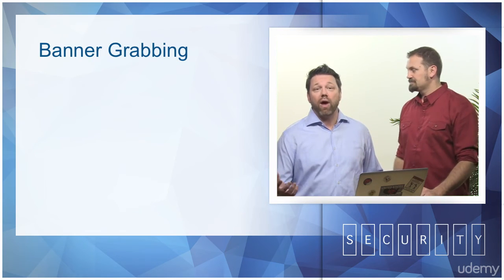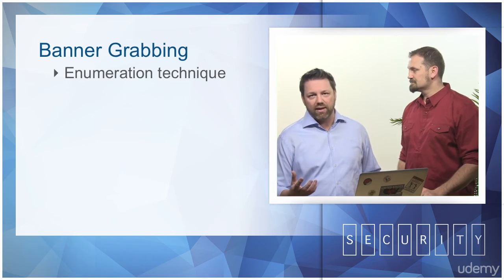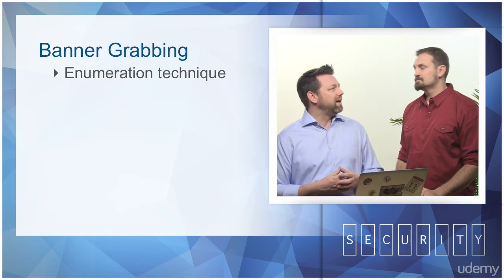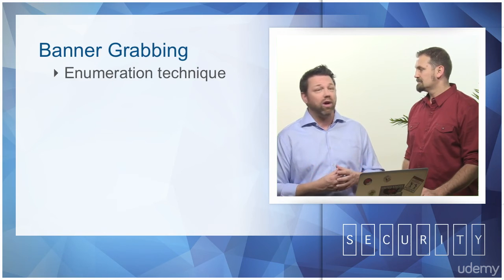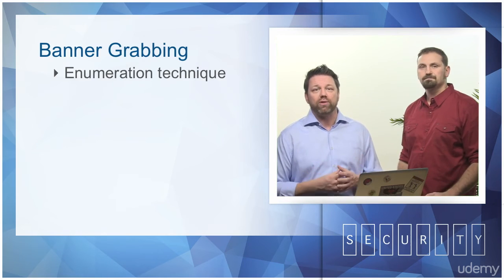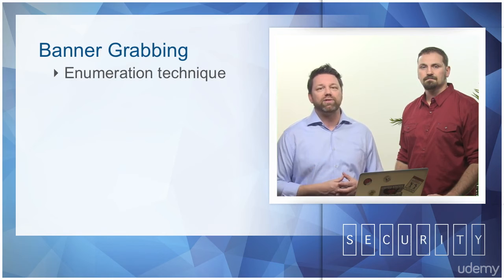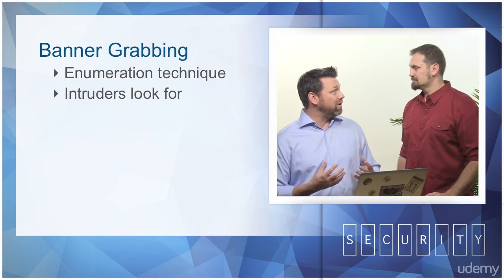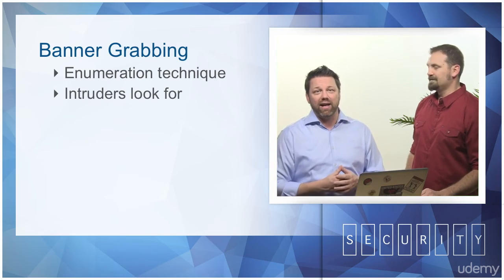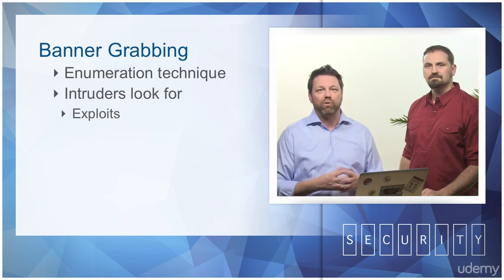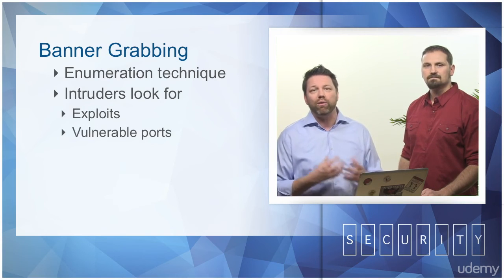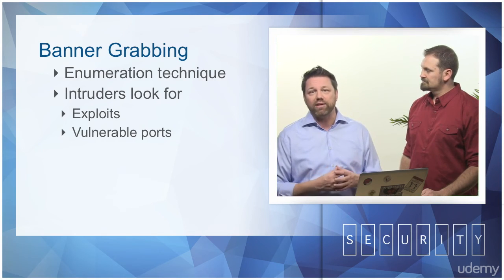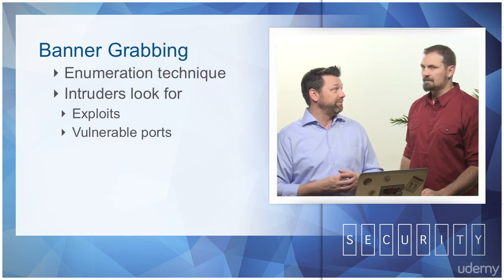Banner grabbing is an enumeration technique used to gather information about computer systems on a network and, more importantly, the services that are running in open ports. Administrators can use this to take inventory of the systems and the networks on their network. An intruder, however, obviously goes beyond this. His intentions are to know the exploits and the vulnerable ports. So he will find networking hosts that are running versions of applications and operating systems with known exploits.